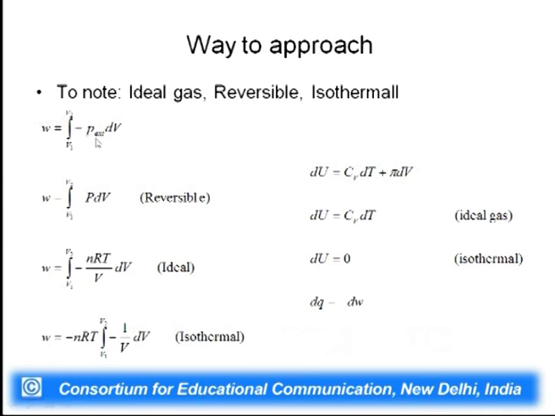Since this is a reversible process, P_external is equal to P, which is given by nRT/V when the gas is ideal, and if it is isothermal, you can take this nRT out. So, work done is minus nRT times the integral from V1 to V2 of (1/V) dV. For dU, you always start with this equation: Cv dT plus pi dV. That becomes Cv dT if you have an ideal gas, and since this is an isothermal process, dU is equal to 0. So, dq can be calculated from the work done, where dq is minus dw. Thank you very much.